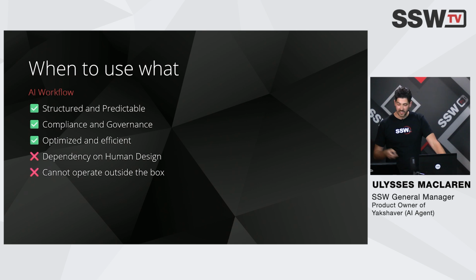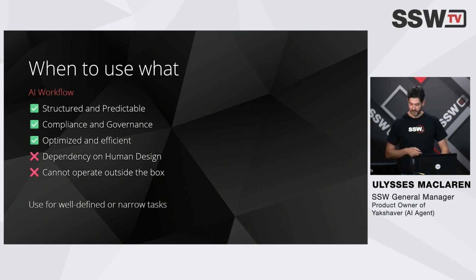It can't operate outside the box. Even if it has access to the tools that it should be able to use to do the thing that you want it to do, if the developers haven't made the exact workflow for it, it can't do it. So you use this for well-defined or narrow tasks. If you've heard of ANI, artificial narrow intelligence, this is a good example where this is a narrow task where you know all the boundaries, you know everything they're going to want. And for those use cases, this is still really good.